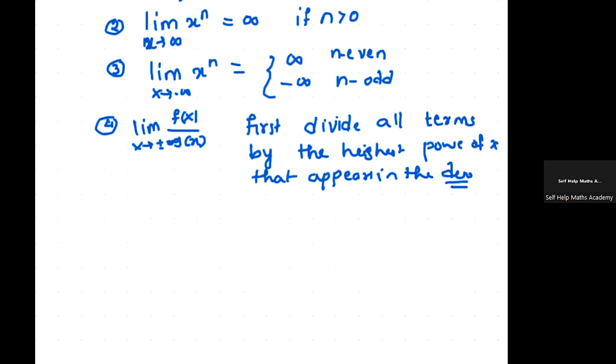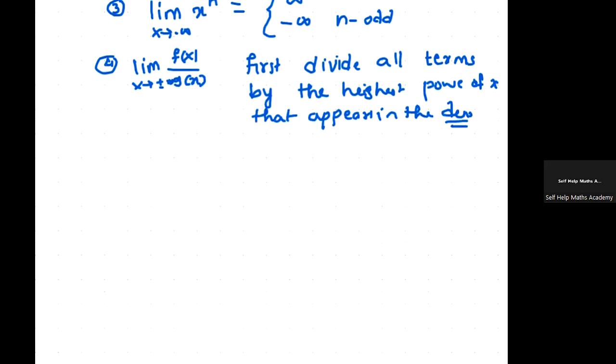Let's see. Now we have these three rules, and let's see the examples one by one. How do we approach the examples? So the first example goes like this. Say limit of 4 as x is tending to infinity. If you see this particular example, this is a number which is free from x, so there is no problem. Whenever you have a constant function where you're taking a limit as x tends to infinity, it will be just the constant itself.